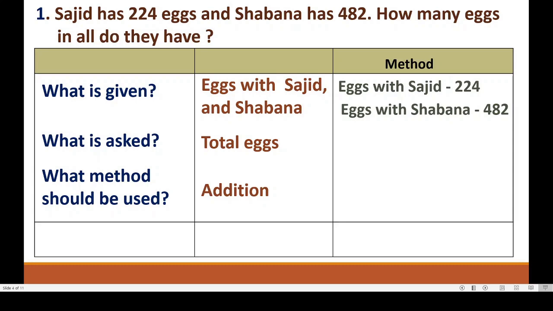Correct? Okay, we will write these numbers in vertical arrangement, means one below the other. First I will write the eggs with Sajid. That is 224. See this? 224. Correct? Now we will add 482 to this. Okay? Addition sign.